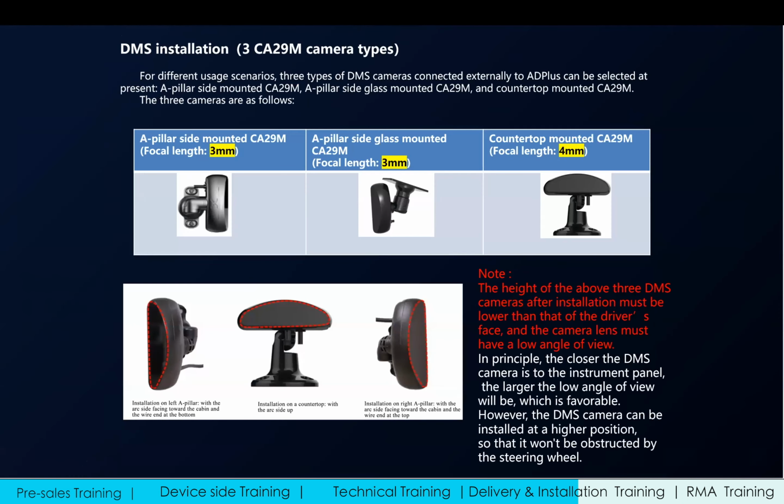Another one is we have some pillar cameras or glass installation type cameras. For these cameras we have 3 types. One is to install it on the A pillar, one is to install it on the glass part, or install it on the dashboard. For these 2, the difference is that the bracket is different. For this one the length is also different.